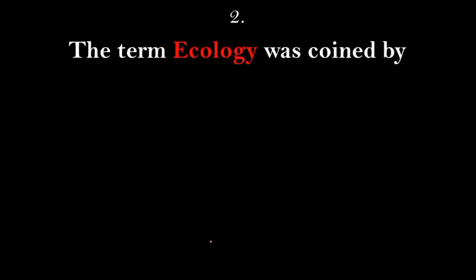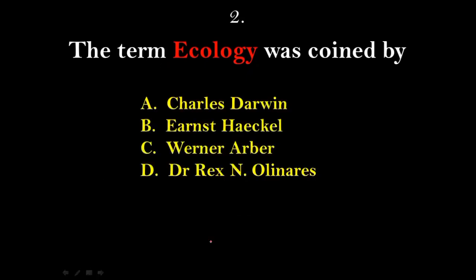Question number 2. The term ecology was first coined by Charles Darwin, Ernest Haeckel, Werner Harper, or Dr. Rex and Ollenders. The right answer for this will be option B, that is Ernest Haeckel. So the term ecology was first coined by Ernest Haeckel, a German environmentalist.